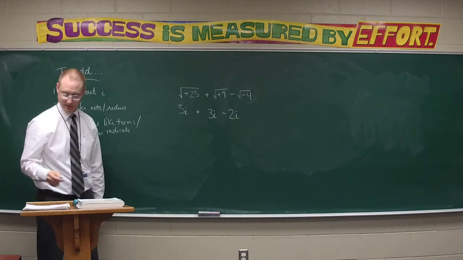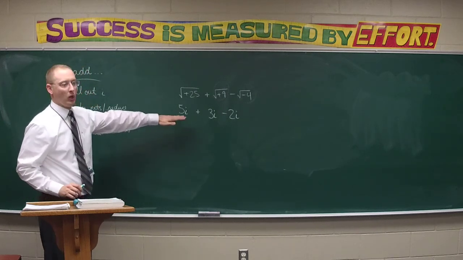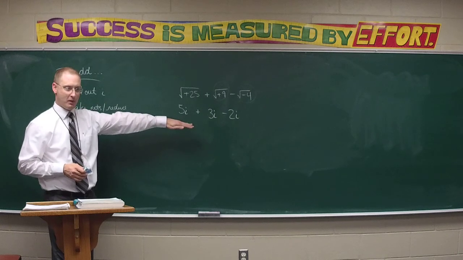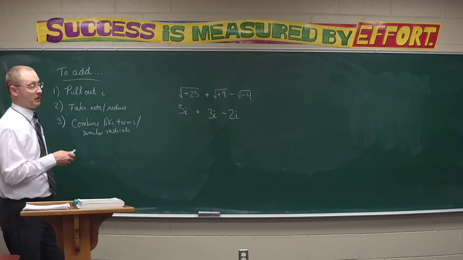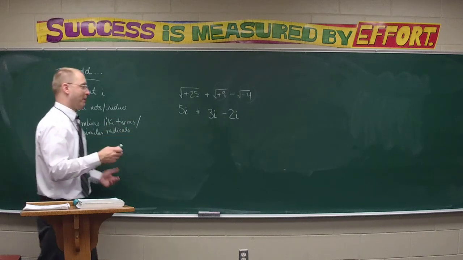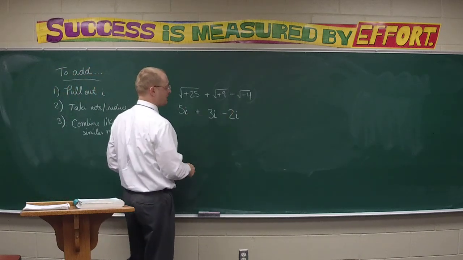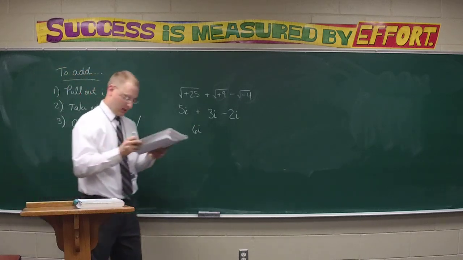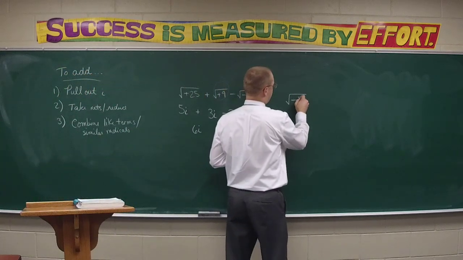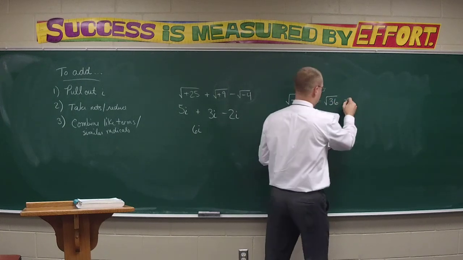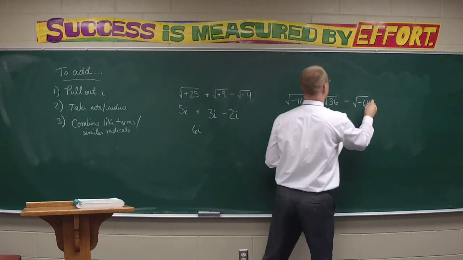Make sense? All right, now, these are all like terms because their literal coefficients are the same. The i happens to have a very specific meaning, but it is still a variable, and these are still like terms, so we combine 5i plus 3i minus 2i plus 6i. Easy enough? Write this one down. The square root of negative 16 plus the square root of 36 minus the square root of negative 64.